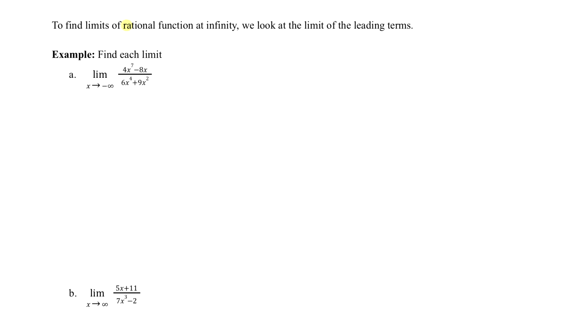Now we're going to make our functions a little bit more complicated. We're going to look at limits at infinity of rational functions. So here I've got a little fun fact. You could call it a theorem here. It says to find the limits of rational functions at infinity, we look at the limit of the leading terms. And when I say the leading terms, I really mean the leading terms of your numerator and your denominator.